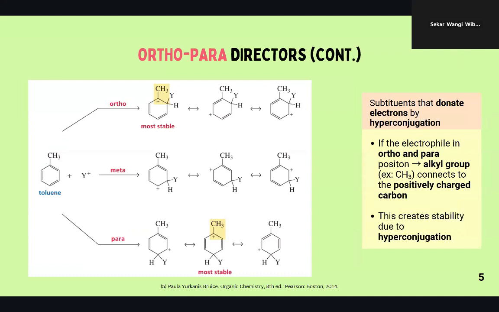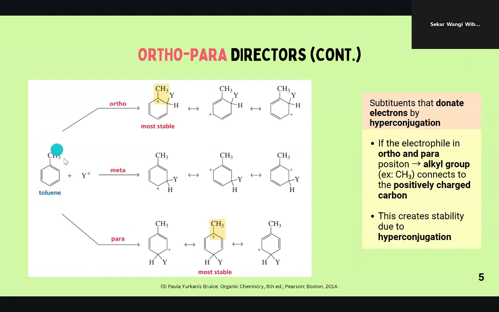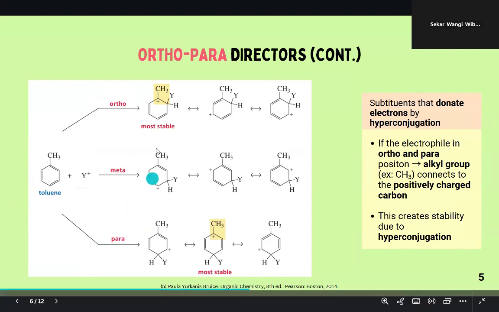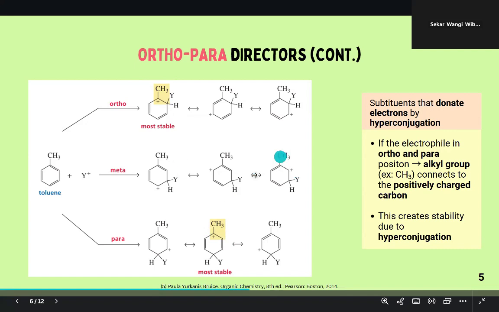There are also substituents that can donate electrons by hyperconjugation. An example here is toluene. Toluene has an alkyl group as the substituent. When you add an electrophile to the ortho and para positions, you can see there is a partial positive charge created next to the alkyl group, which is electron donating. This makes the structure very stable compared to the meta position.